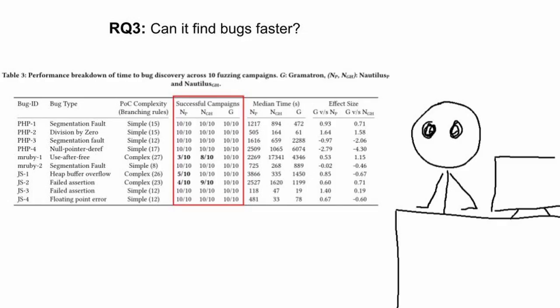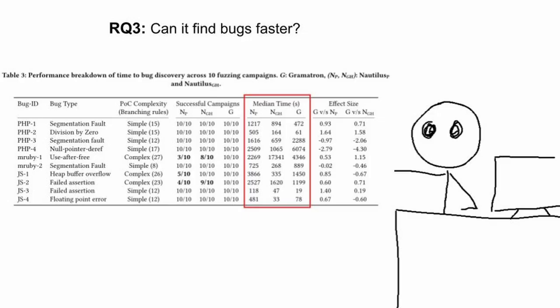This clearly shows that Gramatron's ability to find bugs is superior to Nautilus P and Nautilus GH, as at no point was Gramatron ever unsuccessful in finding bugs, whereas Nautilus P suffered quite a bit, especially in the JerryScript sections, and Nautilus GH was also unable to find the bug in 3 different campaigns.